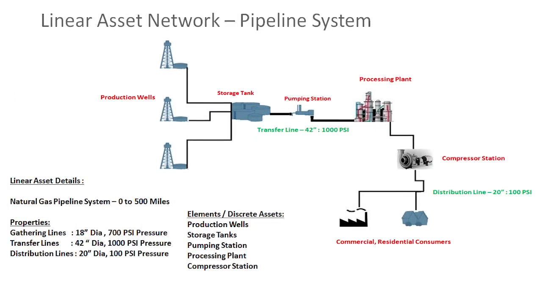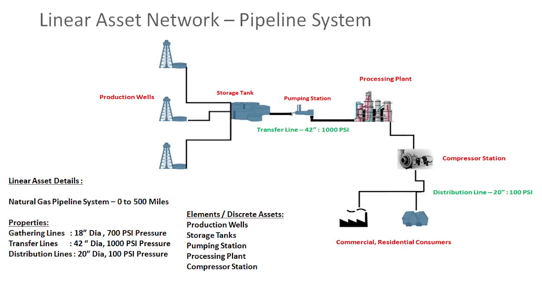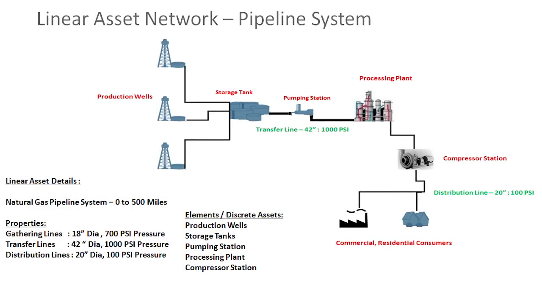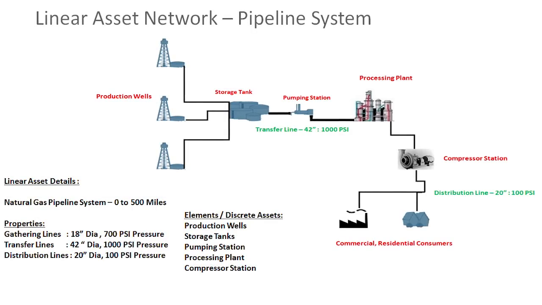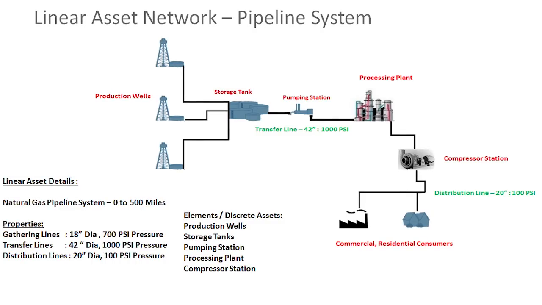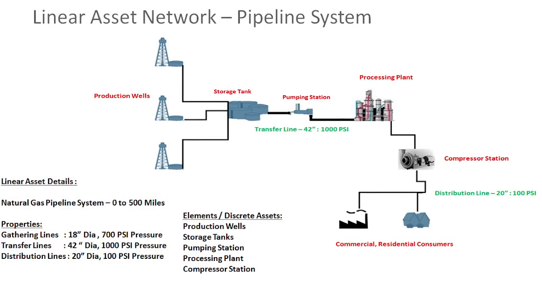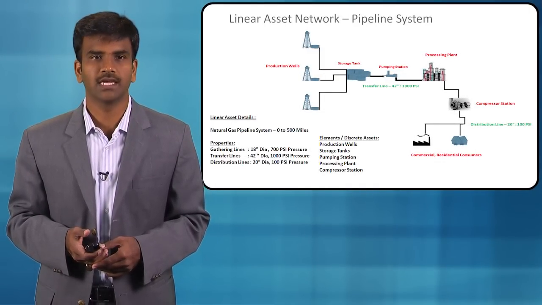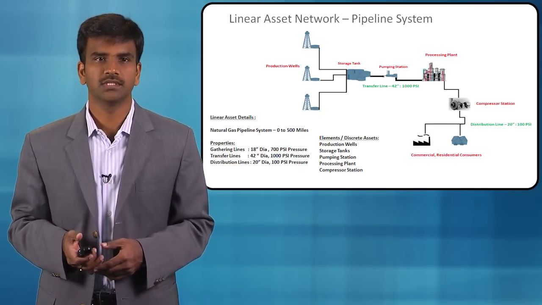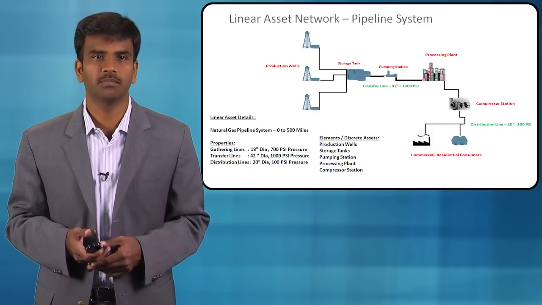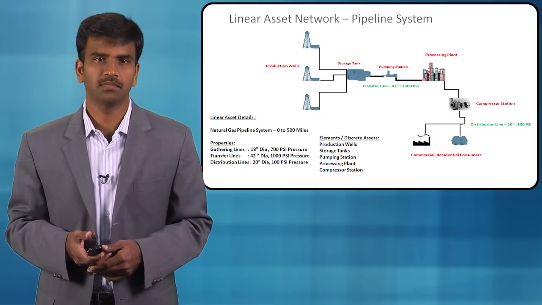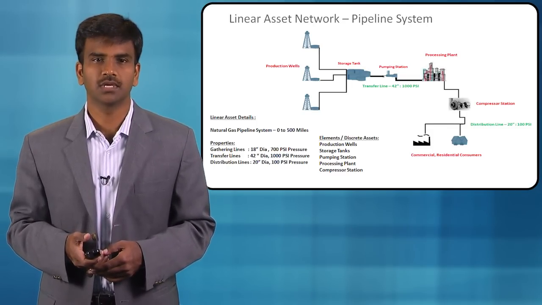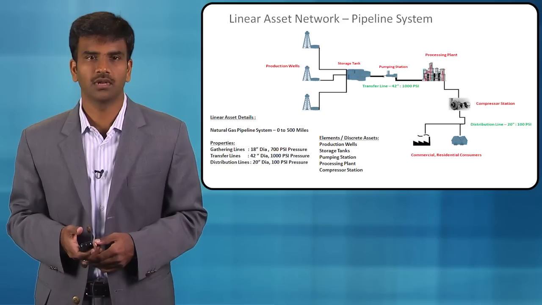Linear asset network in the pipeline system. This particular diagram shows some of the typical components which are located in the pipeline system for the oil and gas industry. In the oil and gas industry, we may have the production wells that are the source of the natural resource, and the fluid is pumped and collected from the natural sources like the production wells, and it is transferred to the storage tanks using pipelines like gathering pipelines. And then from the storage locations, the fluid is taken into the processing plant using the pumping stations. And from the processing plant, the fluid is distributed to the commercial and residential consumer places, which are the end users of that particular natural resource.